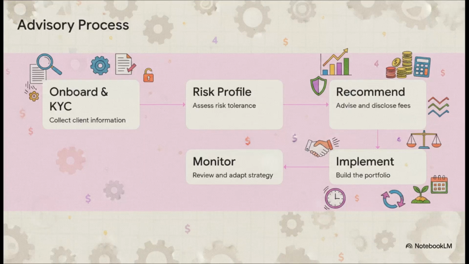When you put it all together, you get the client advisory process, mapped out in Figure 9. It is a 5-step journey. You start with onboarding and collecting information, move into profiling the client's risk, and then make a tailored recommendation with complete transparency about fees, of course. Step 4 is implementing the portfolio. But the job doesn't end there. Step 5 is ongoing monitoring and review, because life changes, businesses pivot, and your strategy needs to adapt with you.